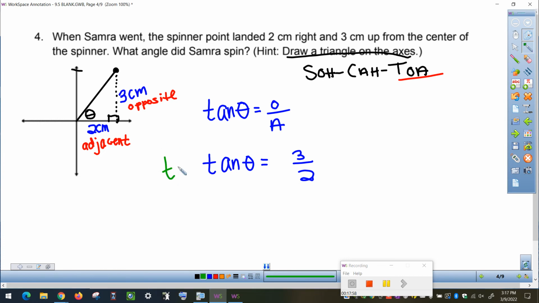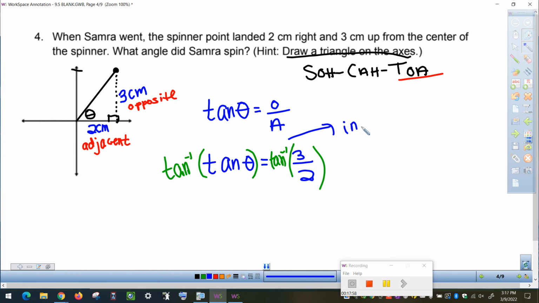Here's what's happening. It looks like a tan that has a little -1 up in the corner. And we're going to do more work with inverse functions as we continue to move through the semester. But that little -1 is a symbol of inverse. Just going to write that word off to the side here. And so on the left-hand side here, the inverse tan is a way to cancel out the tan. So that's how we're going to get our angle theta by itself.